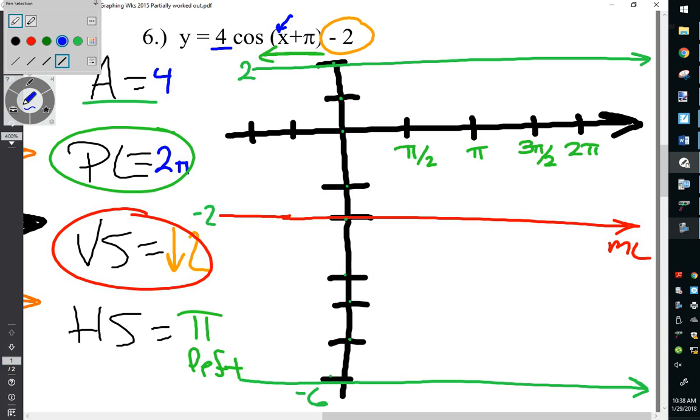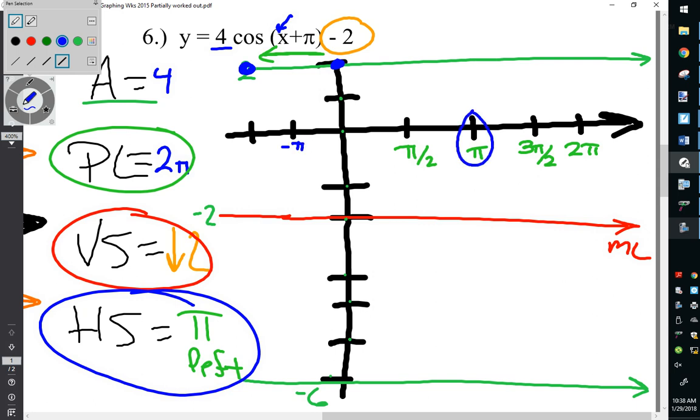Then we're graphing. It's a cosine graph. So normally a cosine graph, I would start right here at the top. But we said we are shifting left pi. So that dot right there is going to shift left 2 because it takes 2 hash marks to get to pi. This would be -pi over 2. This would be -pi.